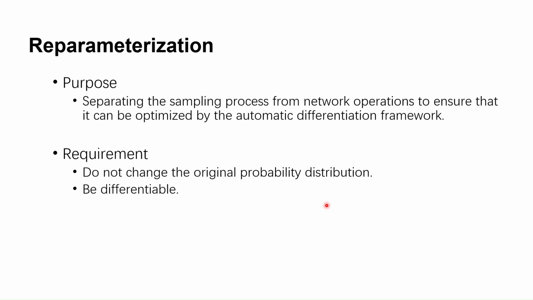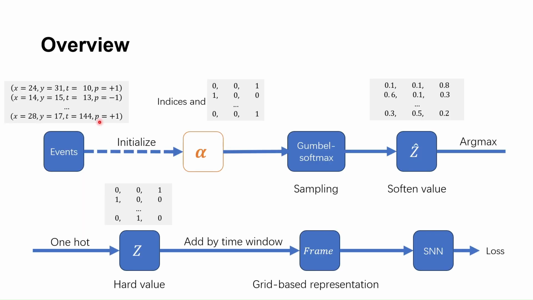In an automatic differentiation framework, we need to separate the sampling process from the network operations to ensure that it can be optimized. The Gumbel softmax approach meets these requirements. It preserves the original probability distribution while remaining differentiable. Here is a brief overview of our approach.